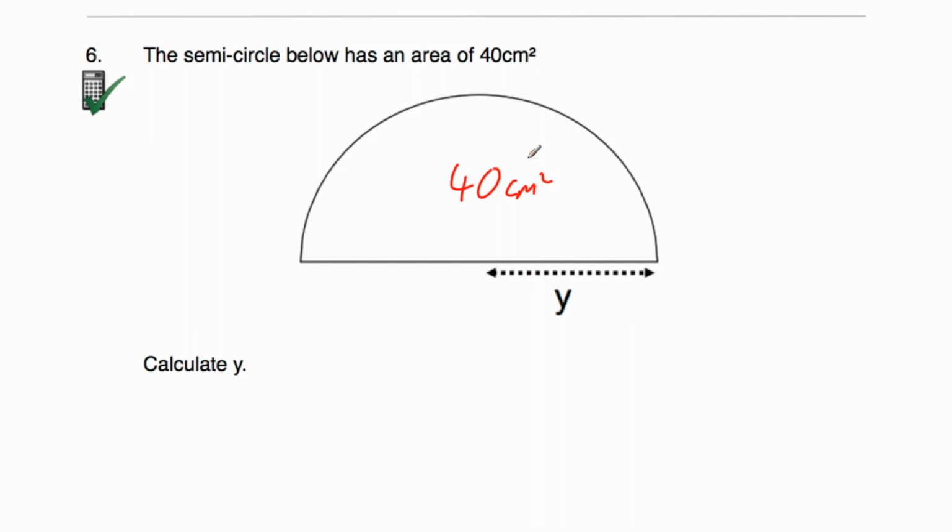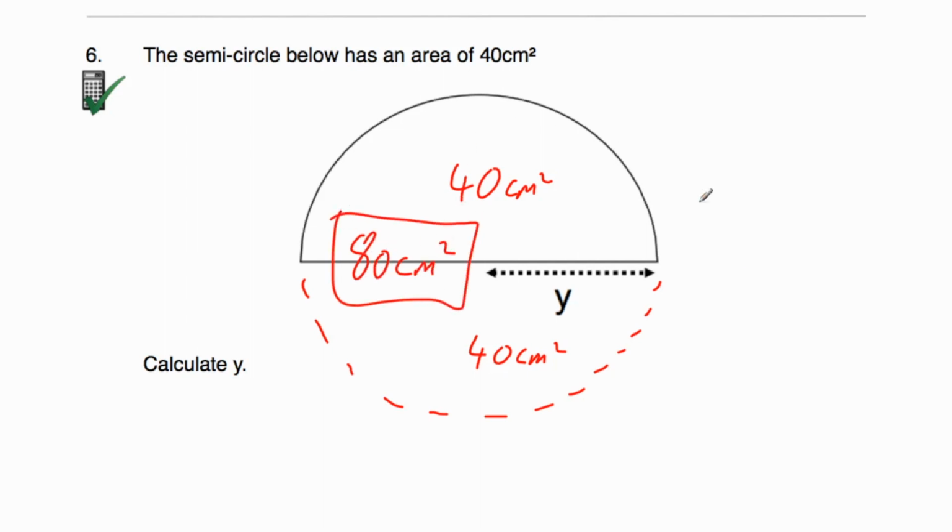So if we know the area of the semicircle, if we double that, we will find the area of the whole circle. If we turn it into a whole circle, so this part has an area of 40 centimeters squared, that means that this part has an area of 40 centimeters squared, and the area of the whole circle would be 80 centimeters squared.